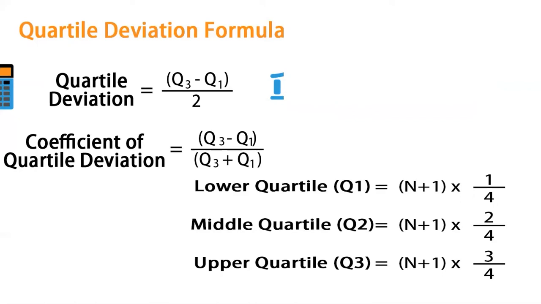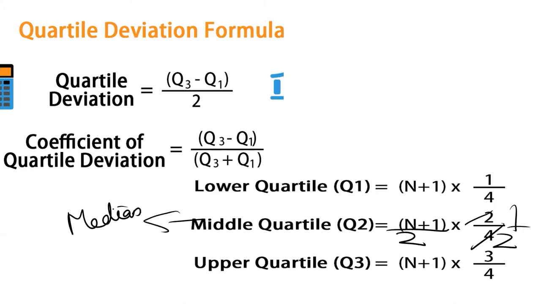Then we have the lower quartile, Q1, which is equal to (n plus 1) times 1 by 4. When you calculate this, it gives you the value of the lower quartile. Then to find the middle quartile, you just take (n plus 1) divided by 2. It simply means (n plus 1) times 2 by 4, which is 1 by 2, so (n plus 1) divided by 2. The middle quartile, Q2, is called the median. This will be the value of the median.